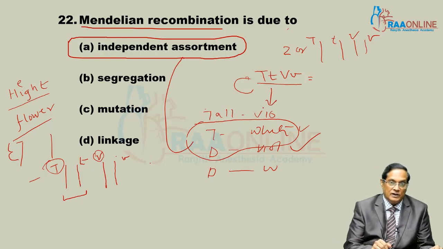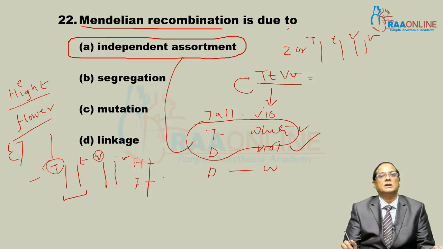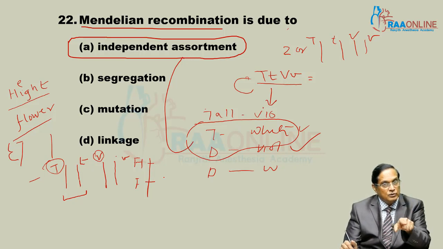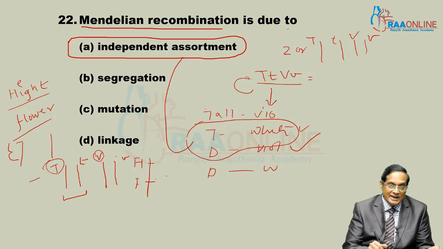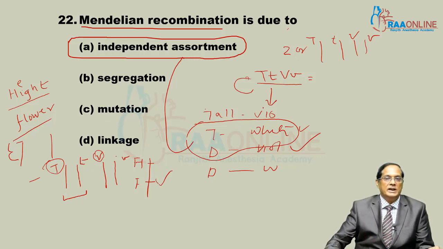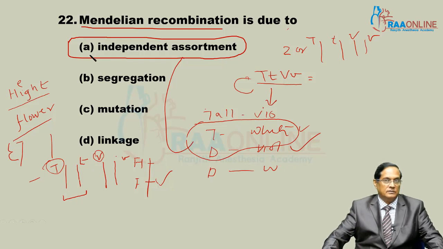Suppose they are on one chromosome, I mean flower color and height. This is height and this is flower color. In that case, they will not assort independently because they are on the same chromosome, and this is called linkage. So, Mendelian recombination is applicable for independent assortment.